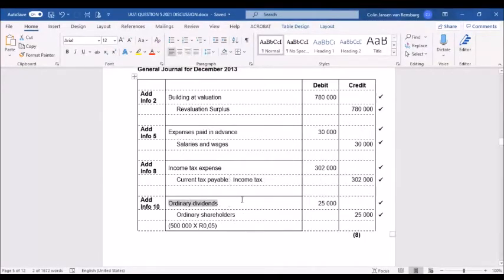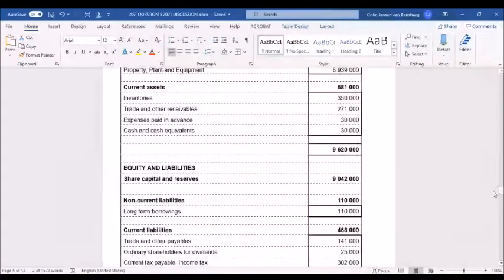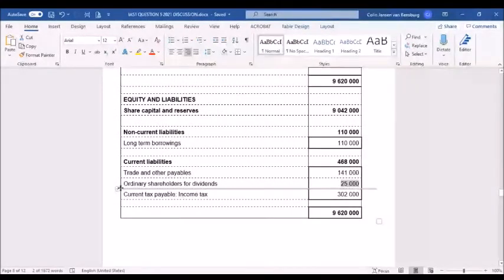So that debit side does affect our equity, right? That is a distribution of retained earnings. But the credit side is the raising of the liability. So that 25,000 must also be included here. We describe it, ordinary shareholders for dividends. I'm going to take that for dividends out because sometimes there might be a buyback of shares and you may owe them money for the buyback as well. So we'll just call that ordinary shareholders, 25,000 rands.